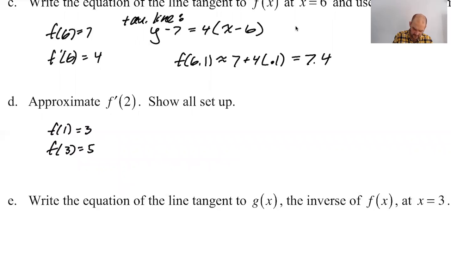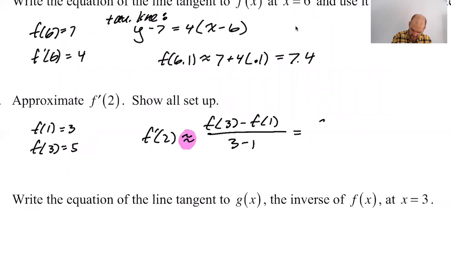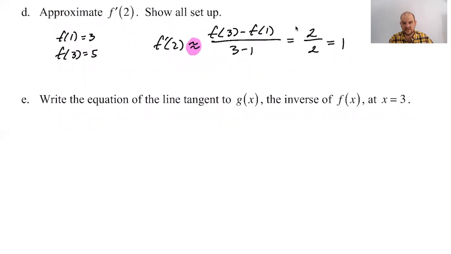Okay, so f prime of 2 approximately. Big deal, we're estimating. This is an approximation, so you've got to do that. I like to show the work: f of 3 minus f of 1 over 3 minus 1, which is 5 minus 3, which is 2, over 2, which is 1. Interesting. Okay, write the equation of the line tangent to g of x, the inverse of f of x.